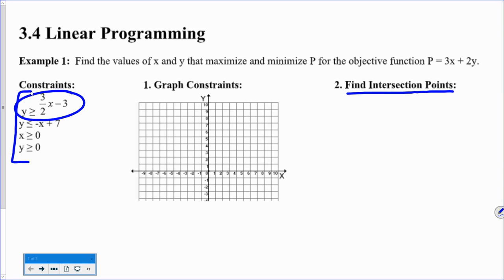I've got a y-intercept of -3, and then I have a slope of 3/2, so I will rise up 3 and go right 2. 1, 2, 3, 1, 2. All right, since it has the equal to, this will be a solid line.